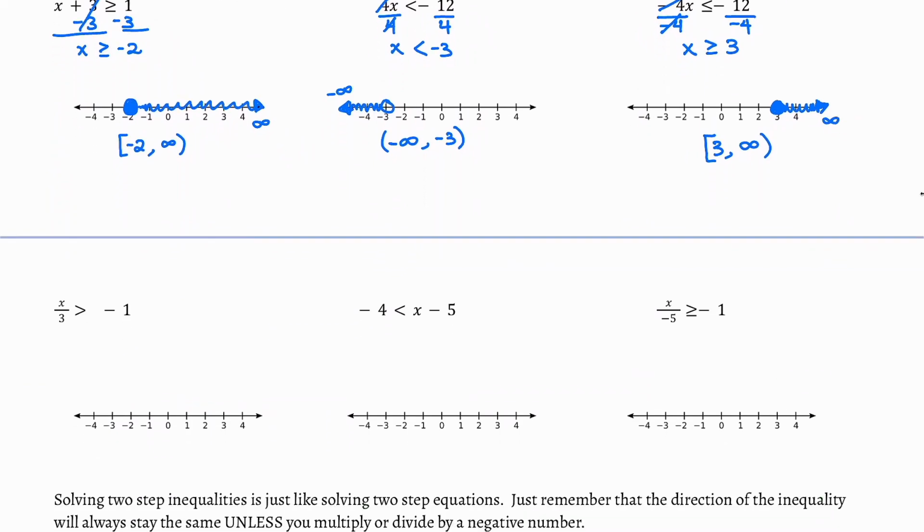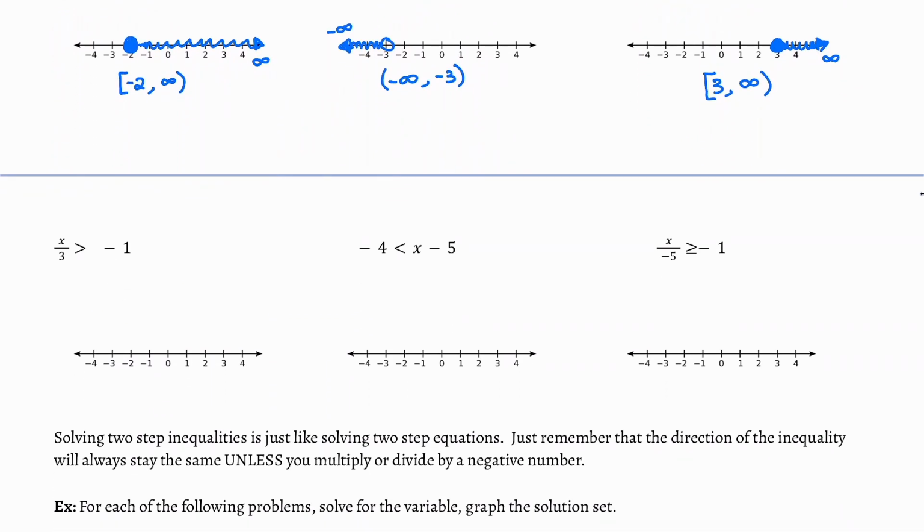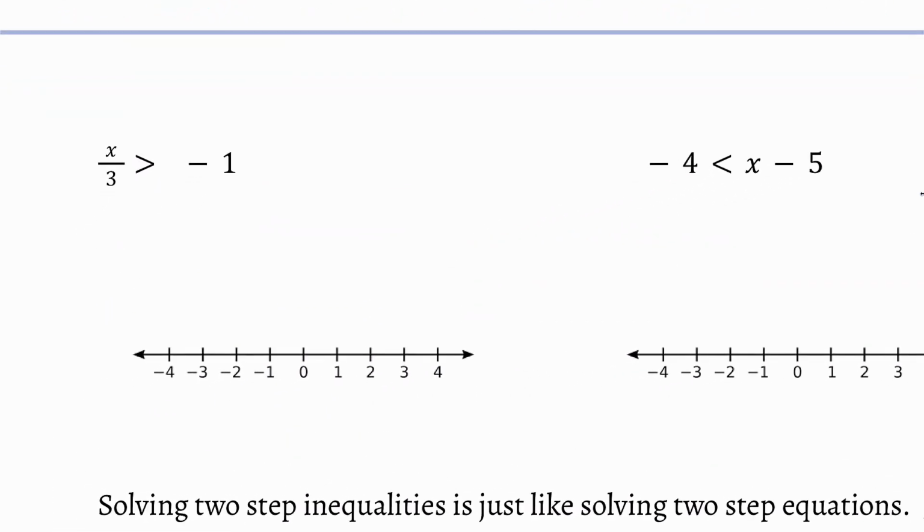All right, we're going to do 3 more problems, and then we're going to move over to some more difficult stuff, but not really. x divided by 3 is greater than negative 1. How do I get rid of a divide by 3? I multiply both sides by 3. These are going to cancel. I know negative 1 times 3 is negative 3. Do I need to change the symbol?